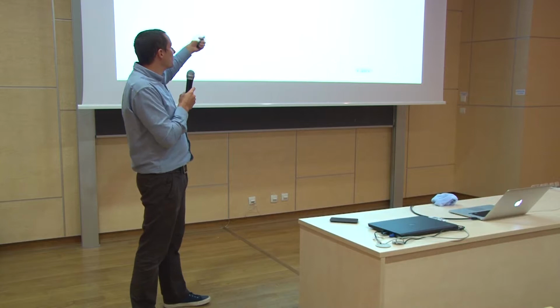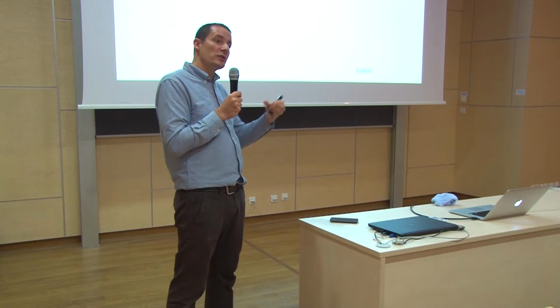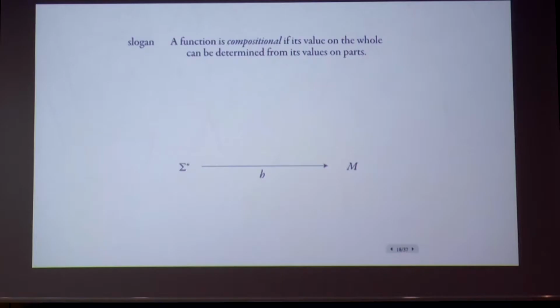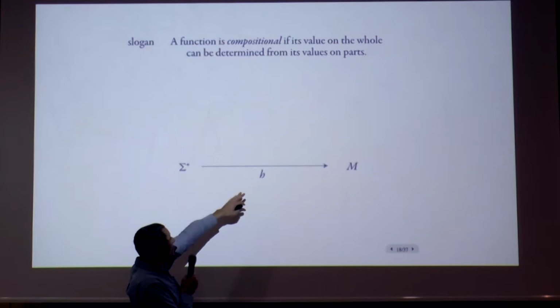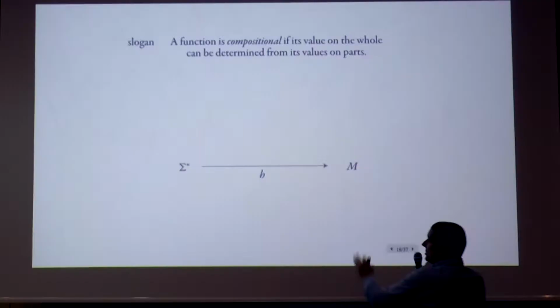Some function is compositional if the value of the bigger thing depends on the values of the smaller parts. Let's specify this notion to functions from words to some set. And I will be talking about that. So suppose I have a function h from words to some set. It's called M and H to suggest it's a homomorphism to a monoid, but so far it's not. So it's just some set, there's no multiplication operation here, and it's some function.